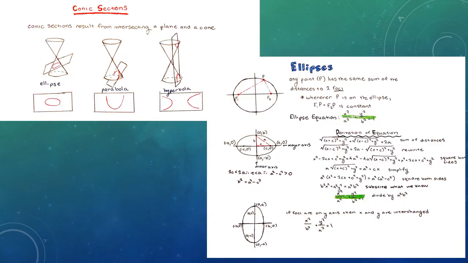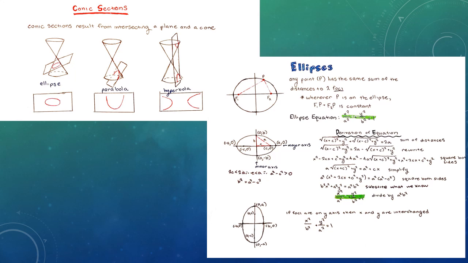So let's start with a general definition for conic sections. Conic sections result from when you intersect a plane and a cone. First off, you can get an ellipse if you intersect the plane at an angle that hits both sides of the cone. Then you can also get a parabola if you hit the plane towards the edge at a greater angle. And finally, you can get a hyperbola if you hit the plane at a vertical angle towards the cone.